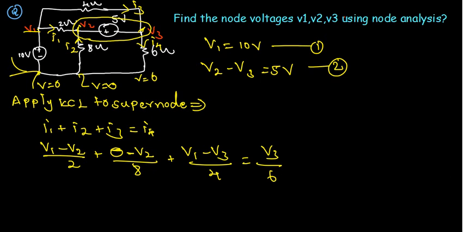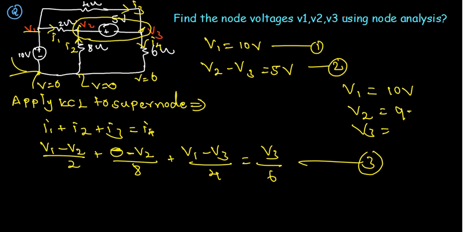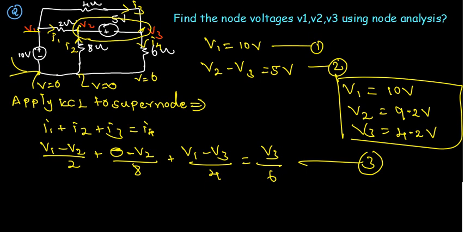When you solve these three equations, we come to the answers V1, V2, V3. I'm using the calculator. V1 is equal to 10 volts, V2 is equal to 9.2 volts, V3 is equal to 4.2 volts. That's it.